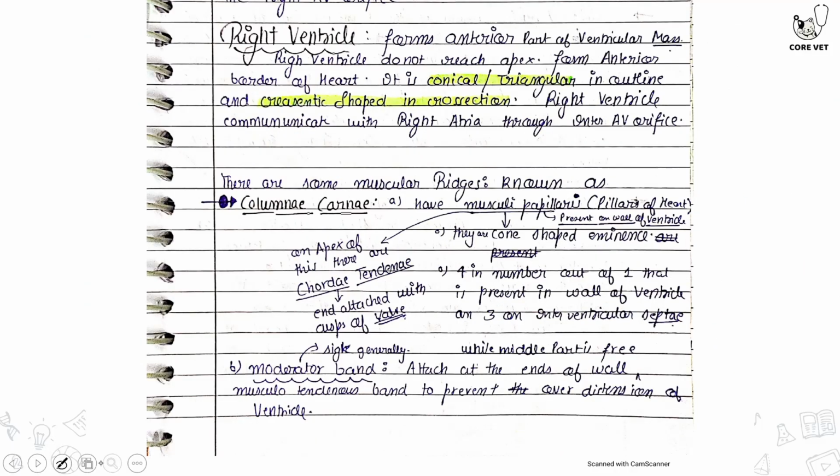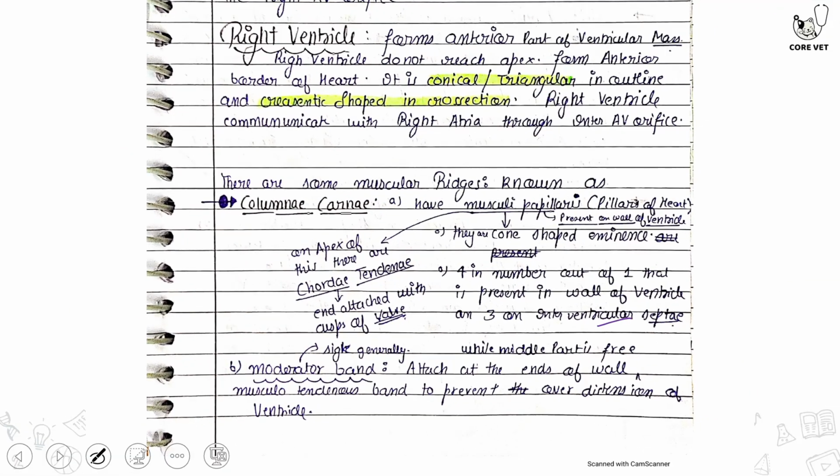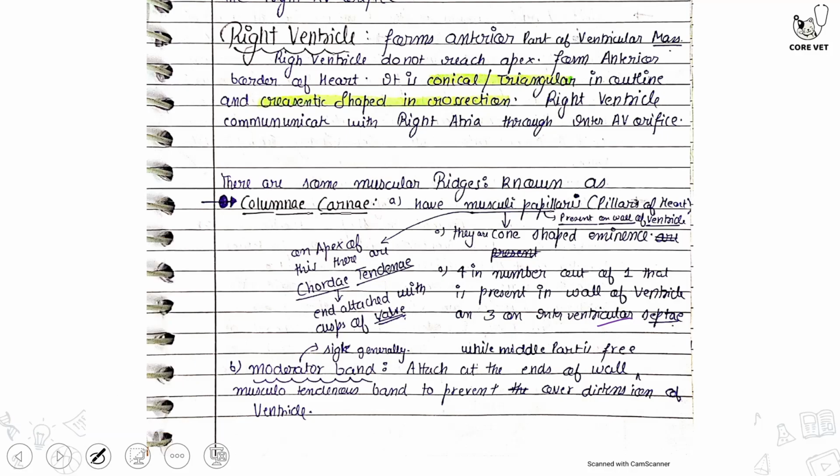Now about the right ventricle, we are going to discuss the right ventricle. It forms the anterior part of the ventricular mass. The right ventricle does not reach the apex. That's the peculiarity of the right ventricle. It does not form the apex.